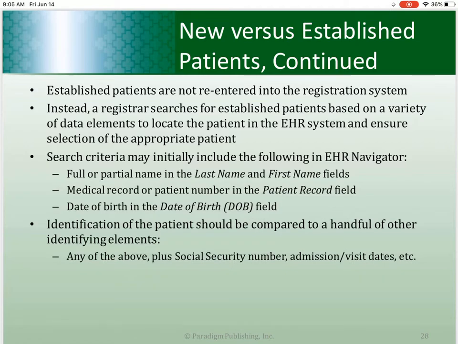So when searching for an established patient, search by different core data elements such as the patient name, patient record number, date of birth, social security number, or admission date to ensure that the patient record exists in the EHR system. If the patient is registered in the EHR system, the existing information needs to be confirmed with the patient. So you want to confirm their address, you want to confirm their emergency contacts, you want to confirm that they have the same insurance.